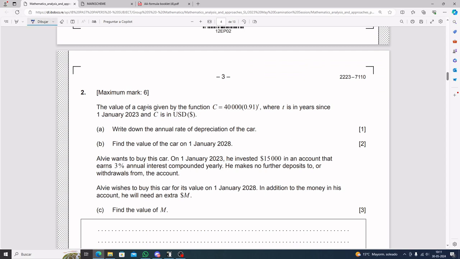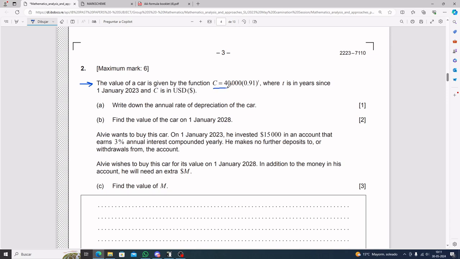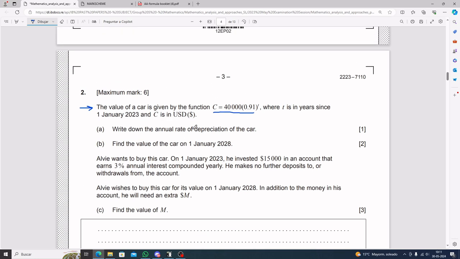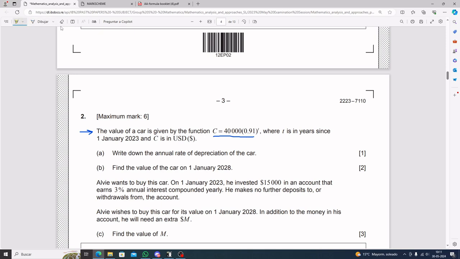All right, you guys. So for number 2, we have that the value of a car is given by this function, where t is in years since the 1st of January of 2023 and c is in USD. Now let's take a moment to really understand that.